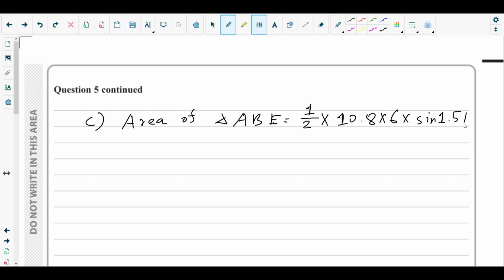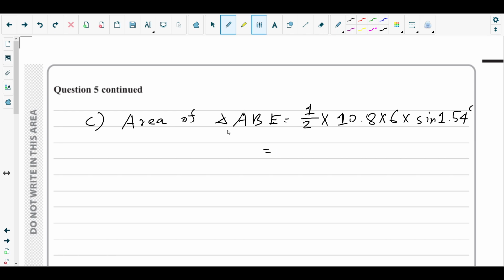1.54 something radian. Okay, we got this in the previous part. So what's the value? Sine answer. Okay, sine 1.54 radian, times 10.8 times 6 times half times 6 times half. Okay, so what will you get?